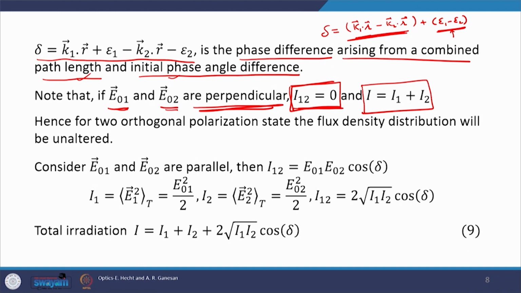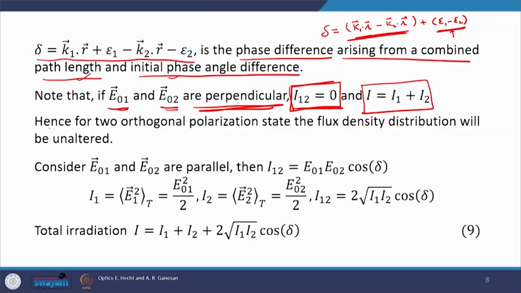But this is not the general expression. This expression is valid if the interfering waves are orthogonal to each other. The polarization is oriented at 90 degrees. Hence, for two orthogonal polarization states, the flux density distribution will be unaltered. There would not be any alteration at the observation plane.